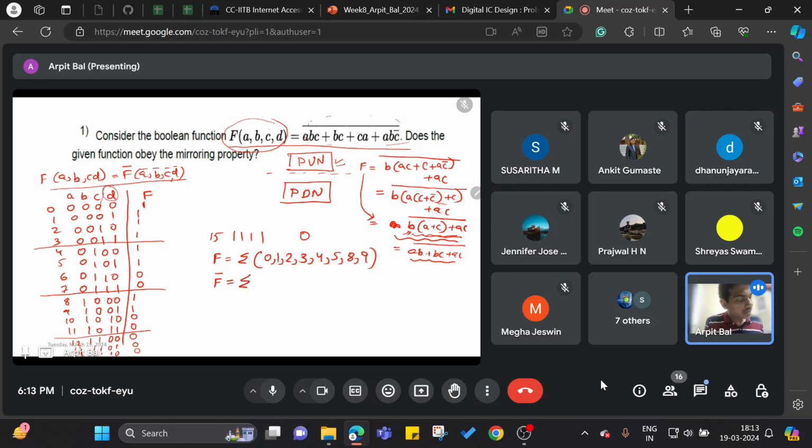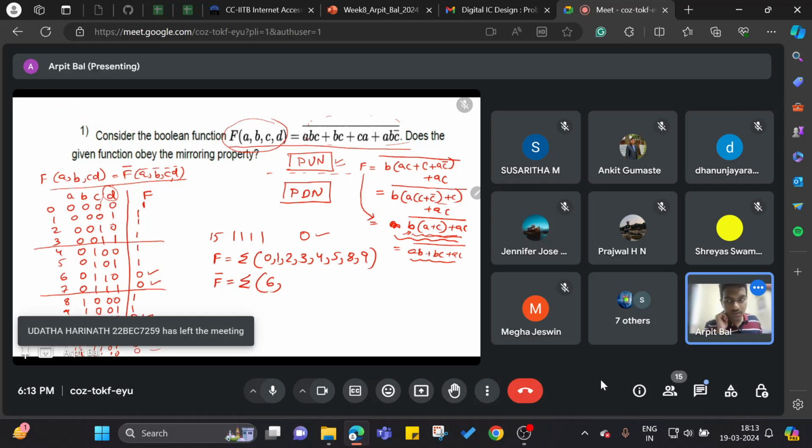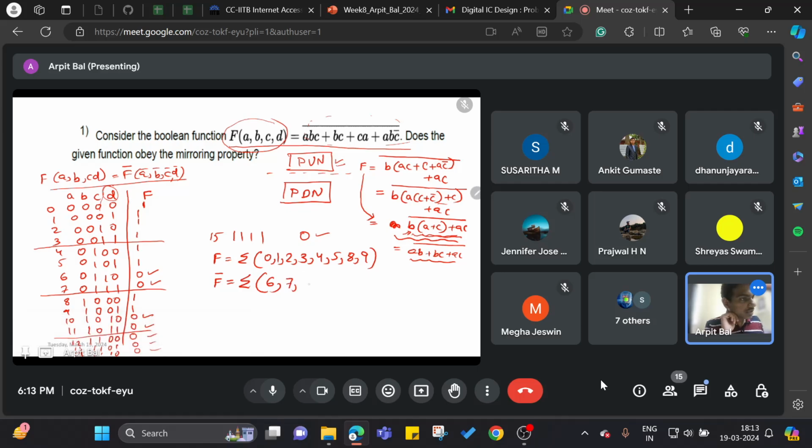If f is this, then what will be my f bar? You only need to observe the places which have 0 as the value for f. So this one, and these ones. So I can write f bar as 6, 7, 10, 11, 12, 13, 14, 15.